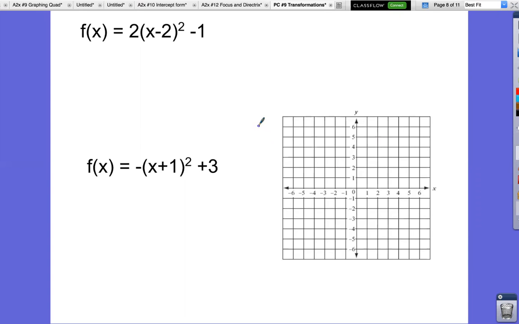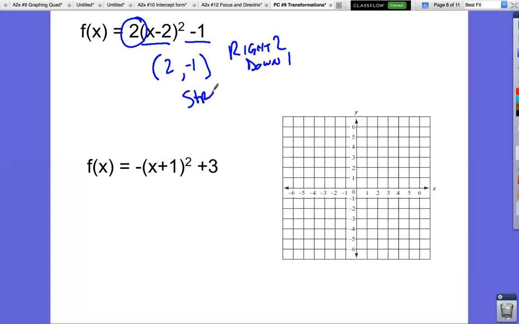So number 1, let's find the vertex first, then we'll describe it. What is my vertex for this first one? Right 2, down 1. Perfect. And I heard somebody else say (2, -1). (2, -1) is your vertex, which means it's been shifted right 2 and down 1. What's this 2 done to it? Stretch. Perfect. And we would say it's been stretched by a factor of 2.